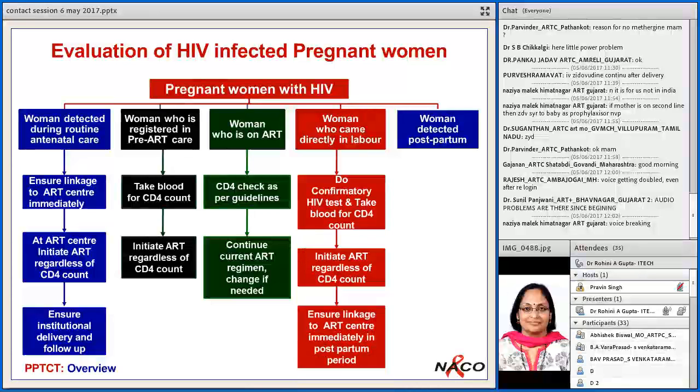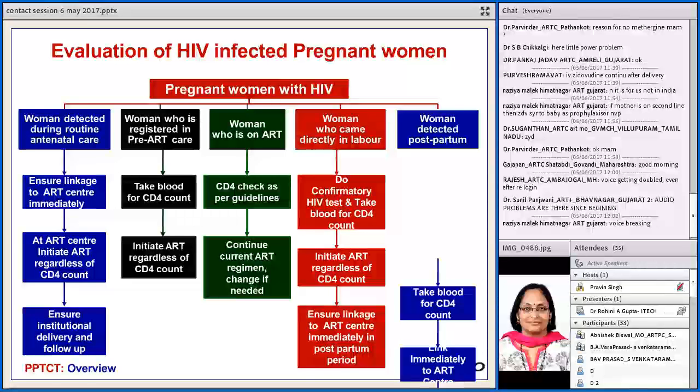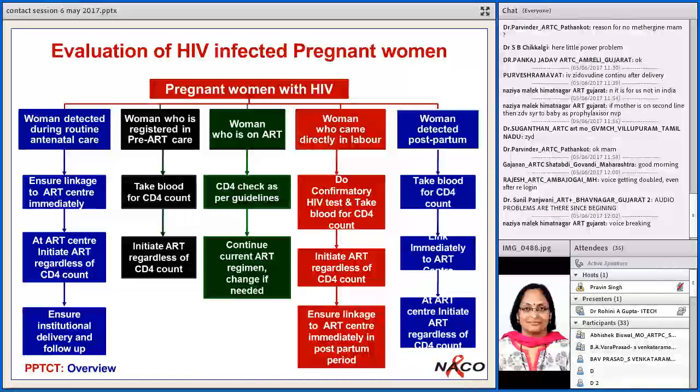Avoid changing any regimen during pregnancy. Women who come directly in labor, immediately a screening test is done in the labor room. A confirmatory test is done as soon as possible. A CD4 count is done. Baby is initiated on ARV prophylaxis and mother is initiated on ART as soon as possible.